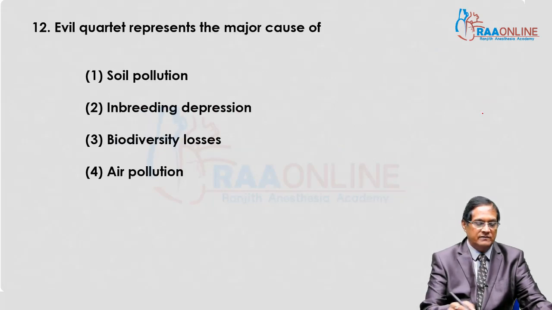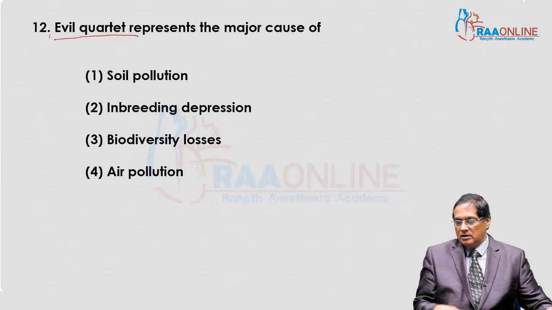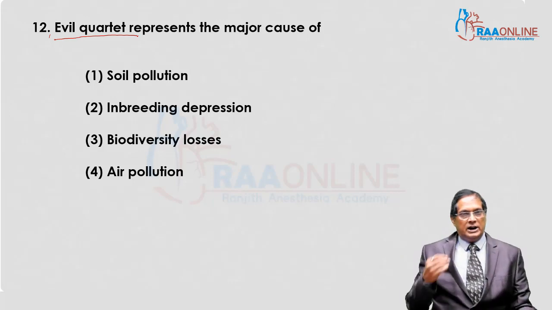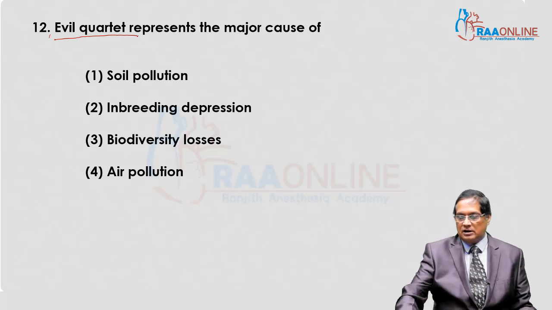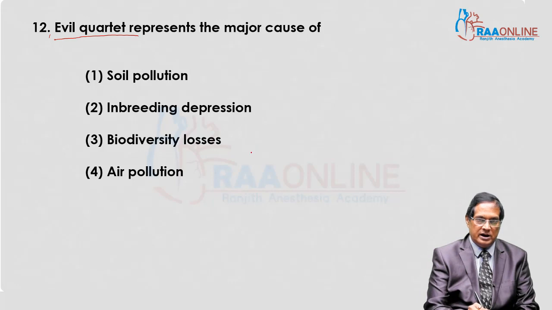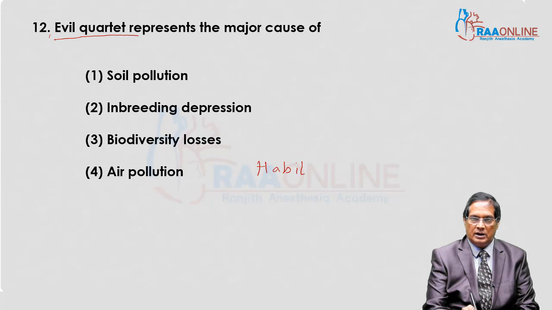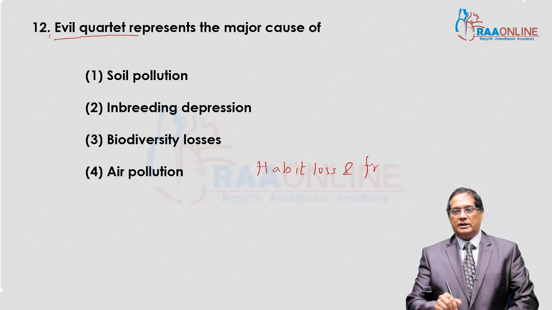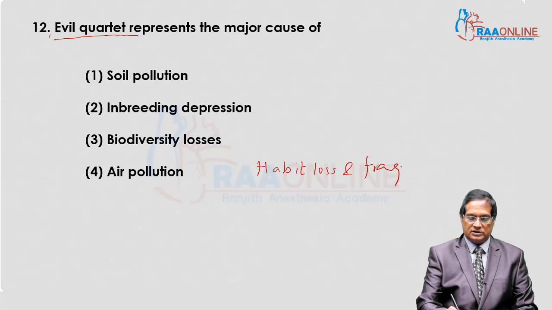Question number 12. Evil quartet, that is loss of biodiversity. There are 4 major causes of loss of biodiversity. That's why those 4 causes are kept under the evil quartet. First one is habitat loss and fragmentation. Loss of habitat and fragmentation is the first one.